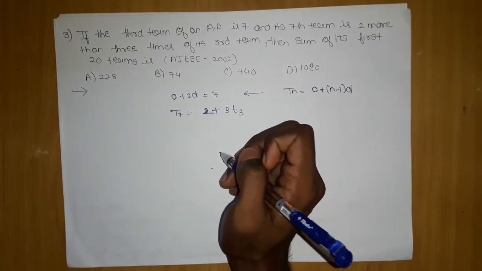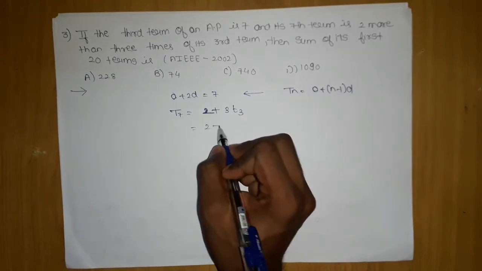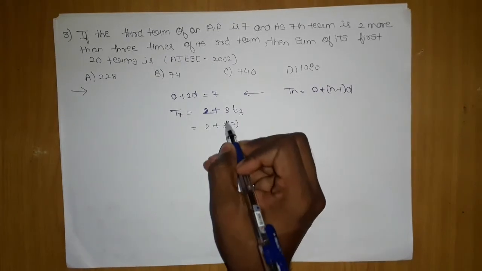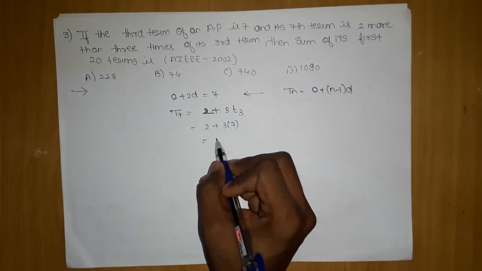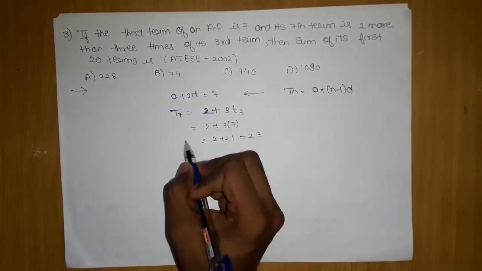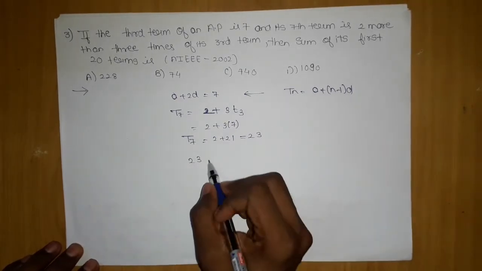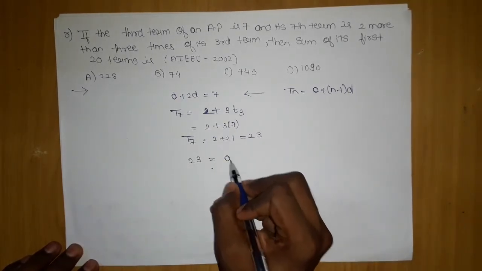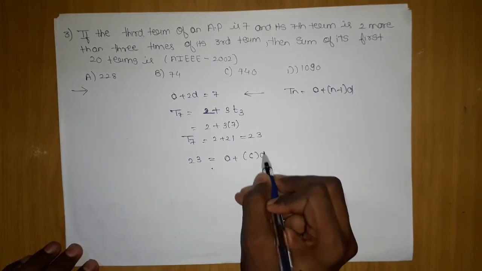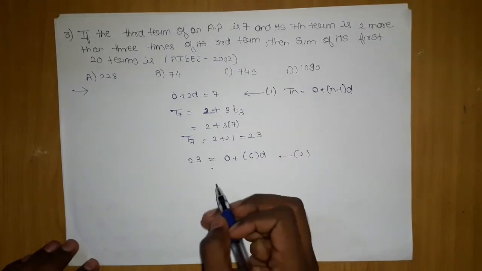So I know the third term. Yes, I know the third term. 3 into 7, I will substitute this, which will give me 2 plus 21, giving me finally 23. So I got my T7. Now I can substitute T7 in the equation using Tn and get an equation which will be a plus 6d equals 23. This was my first equation, this is my second equation. Can I solve them simultaneously?